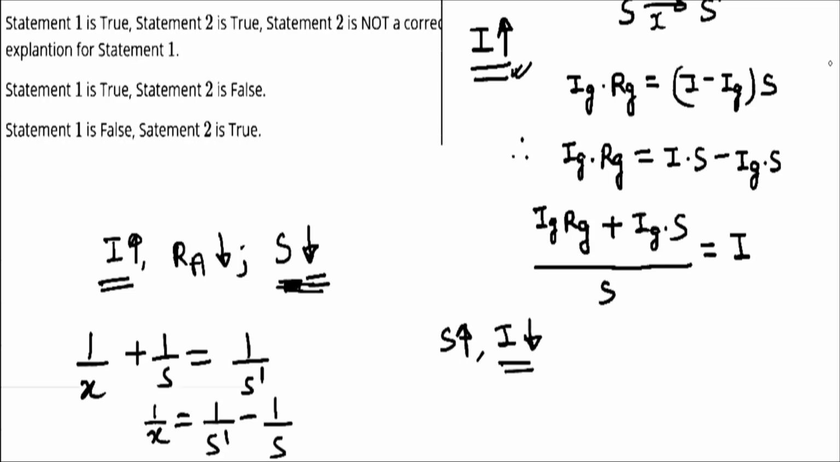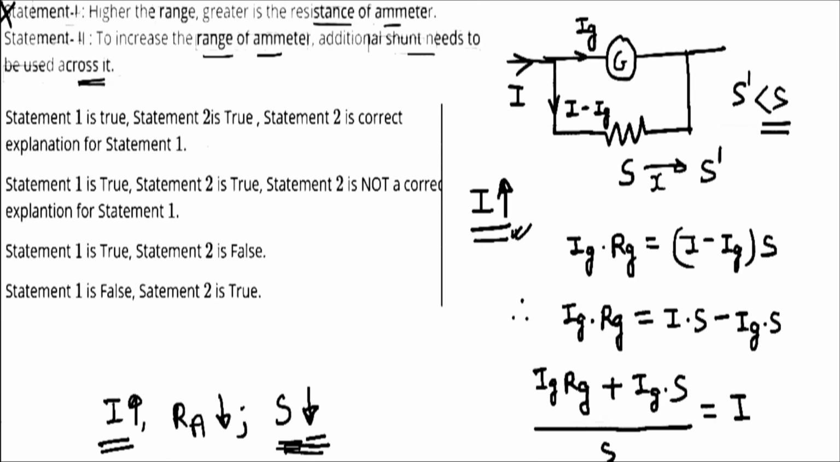So we can say that statement 2 is correct. So from here we can conclude that statement 1 is false and statement 2 is true. That means option D is the correct answer of this problem.